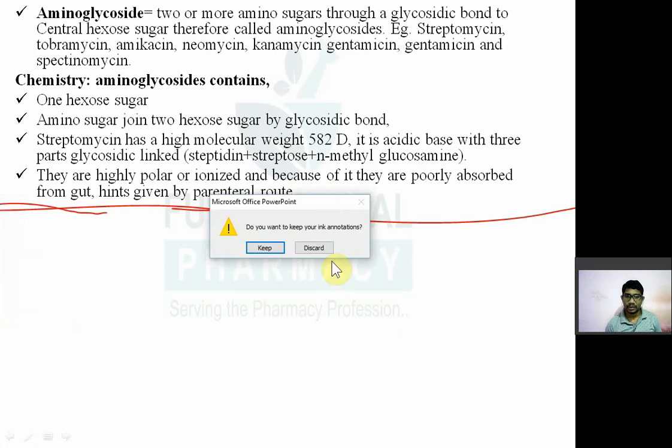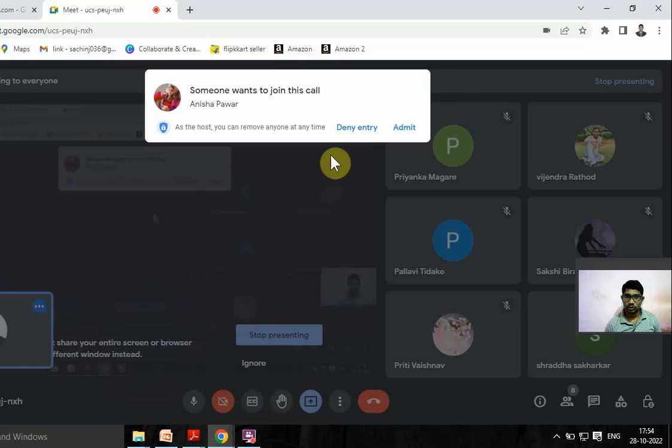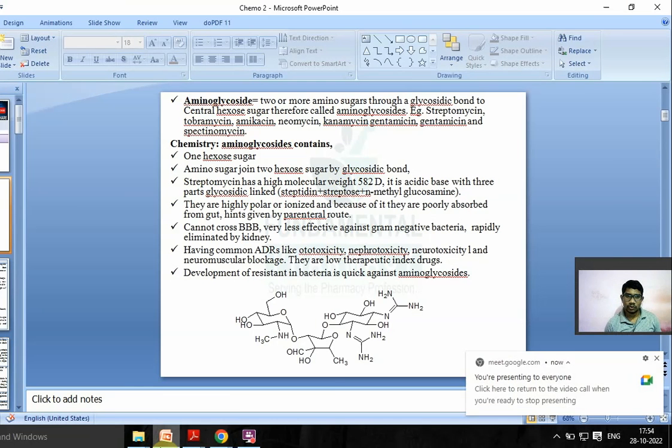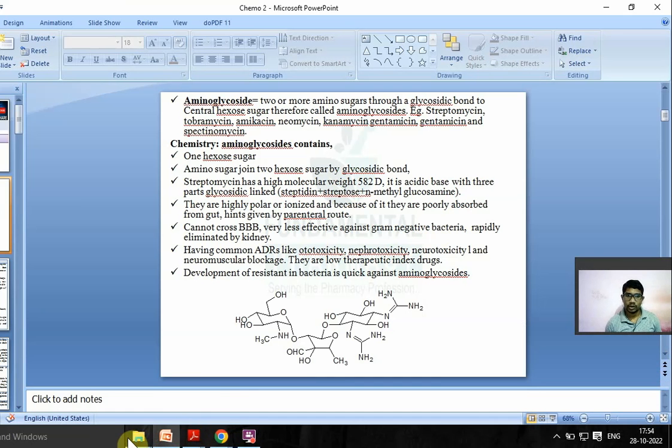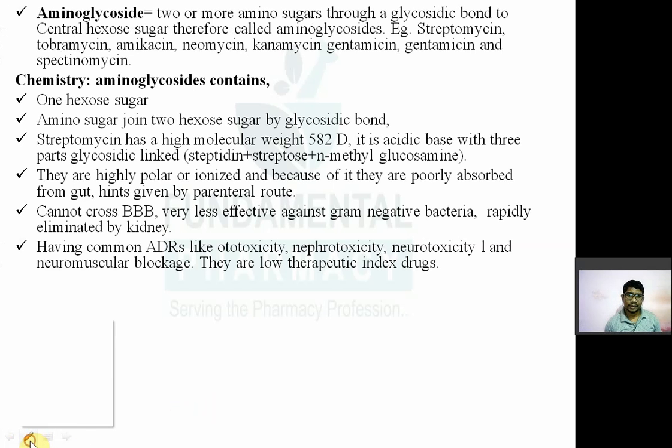Their oral bioavailability is very low. That's why you have to give them parenterally. Okay, because of their highly polar nature, you have to give these aminoglycosides by parenteral route.